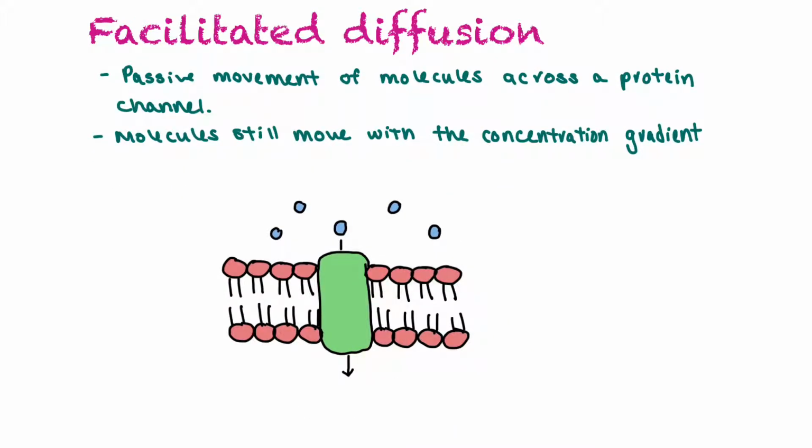Facilitated diffusion is the passive movement of molecules across a protein channel. So it's just like regular diffusion, except now the particles have to go through this channel. And they're still going with the concentration gradient, so they're going from an area of high concentration to an area of low concentration. But the difference here is there is something preventing them from being able to just transfer through the membrane itself. So they need to go through a channel. There's no energy required, it's still passive, but they are moving through a channel.